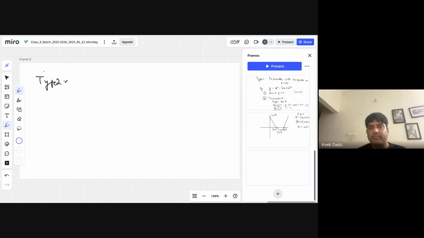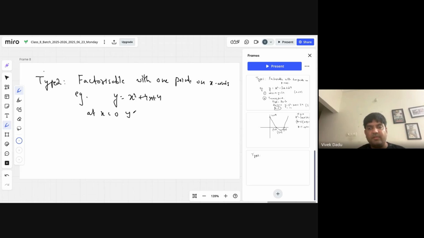Type 2 there. Factorizable with 1 point on x-axis. Example, y equal to x square plus 4x plus 4. Again, at x equal to 0, y is 4, so 0 comma 4.